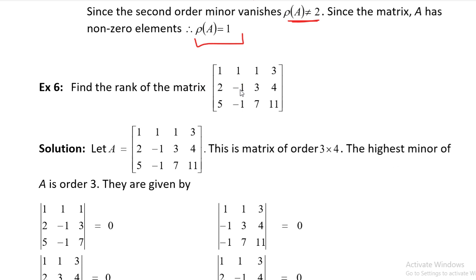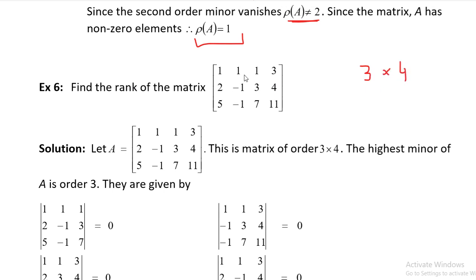Okay, now because this is a bigger matrix, there are many minors. We start with the highest one. There is no 4 by 4 minor because rows are 3 and columns are 4. So I can make different minors of 3 by 3 matrices. Because it is 3 by 4, the first thing I should start from is a 3 by 3.